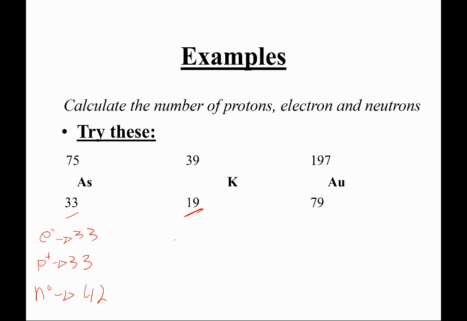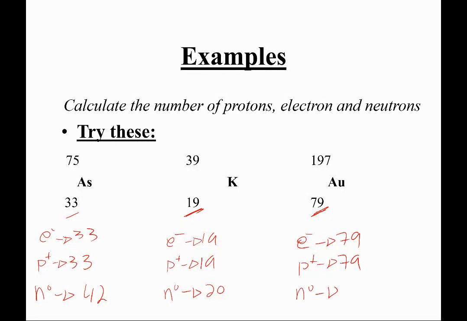Potassium, element number 19. That means it's got 19 electrons. It's got 19 protons, and it's got 20 neutrons. I didn't use my calculator for that one, so you might want to check my math. And Au, I think, is the symbol for gold. Somebody can correct me if I'm wrong. Atomic number 79, that means there are 79 electrons, 79 protons, and how many neutrons? I can't do that in my head. 197 minus 79, it gives me 118 neutrons.